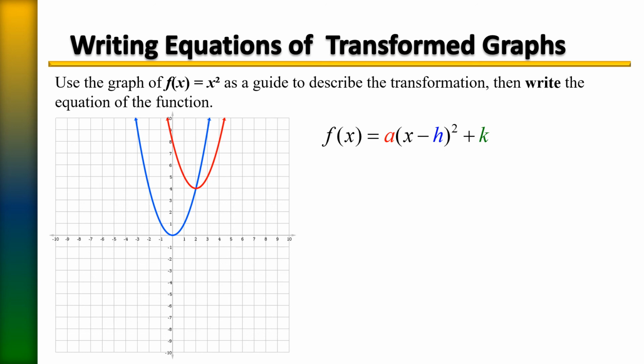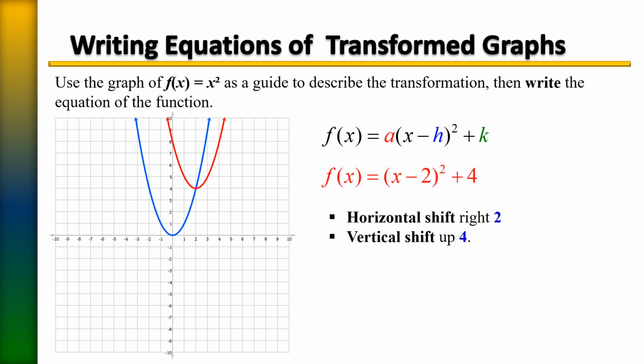Now let's see if there's any vertical translation that took place. Was it shift up or down? You bet it was shift upward. And let's see about how many. 1, 2, 3, 4. So in the back you're going to have a positive 4 because the graph was shifted up 4 units. So writing the equation for the transformed graph is going to look like so. Again, notice the graph was shifted horizontally to the right 2 and vertically shifted up 4 units.